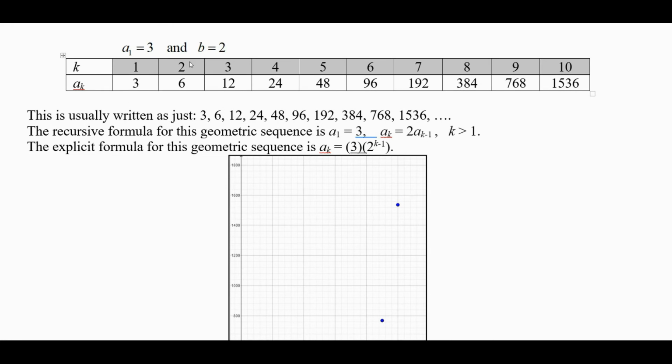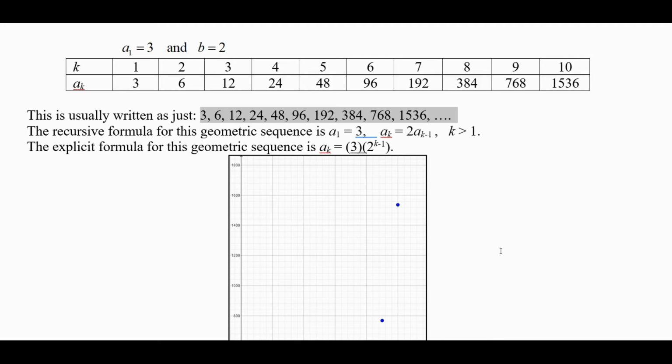The first one's 3. We multiply by 2 to get 6. 6 times 2 is 12. 12 times 2 is 24. Times 2 again is 48. Multiply by 2 again, we get 96. Double it again, it's 192. 384, 768, and 1,536. And of course, usually we just write it this way, leaving off the first part of the table for the inputs and just write our sequences that way.